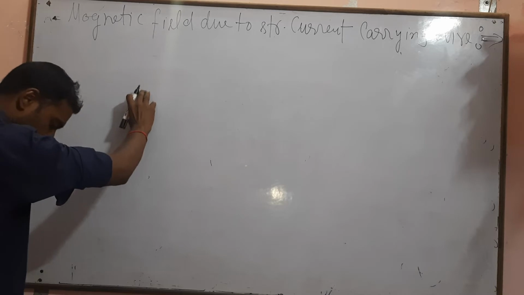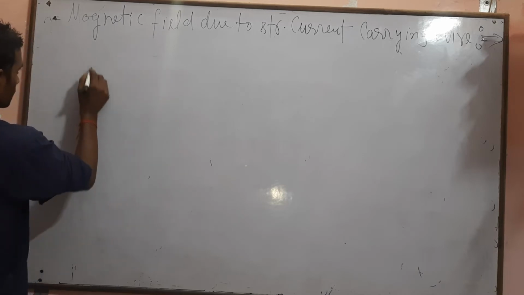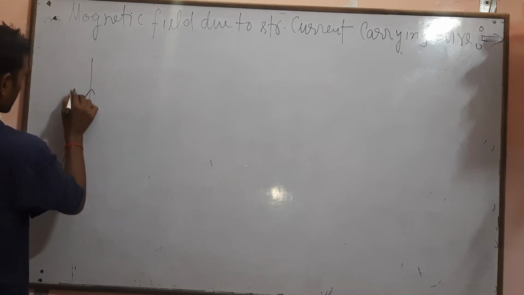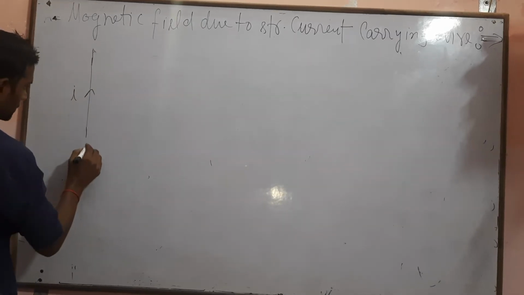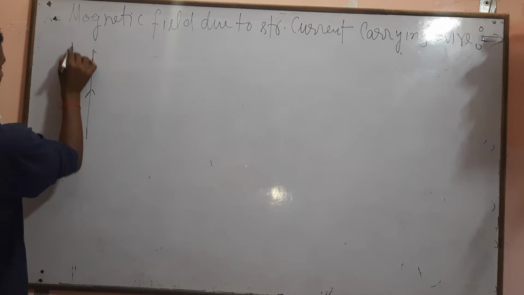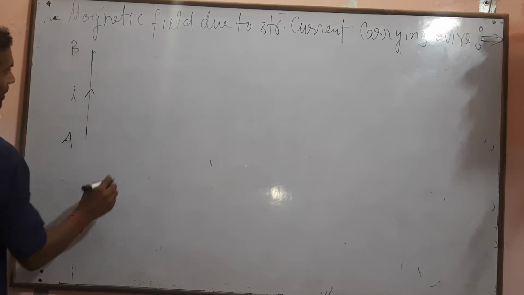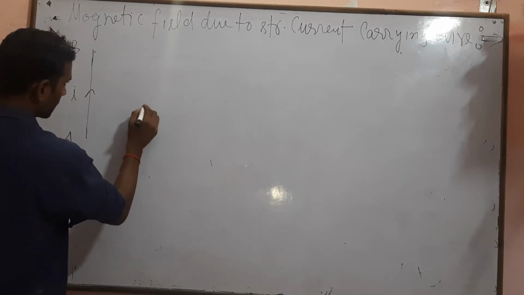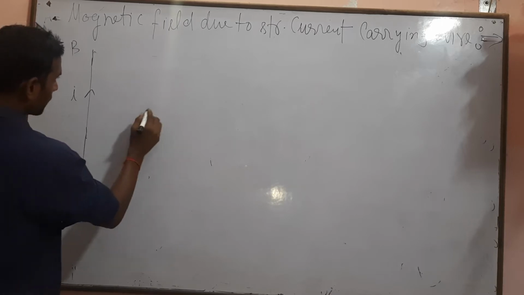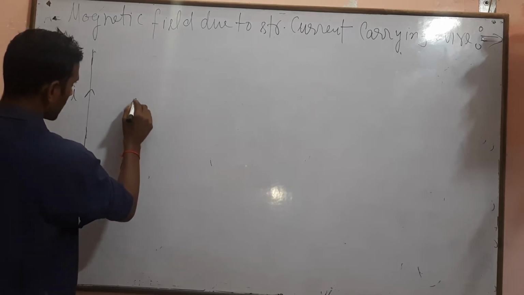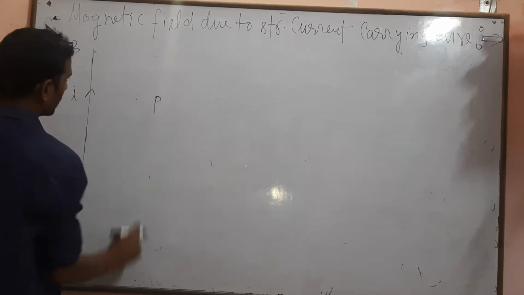Let us see this situation. This is the current I, this is the straight current carrying wire, a straight wire with point A and point B. Okay, we need the magnetic field in this situation. Let us suppose at this point, this is the P point.